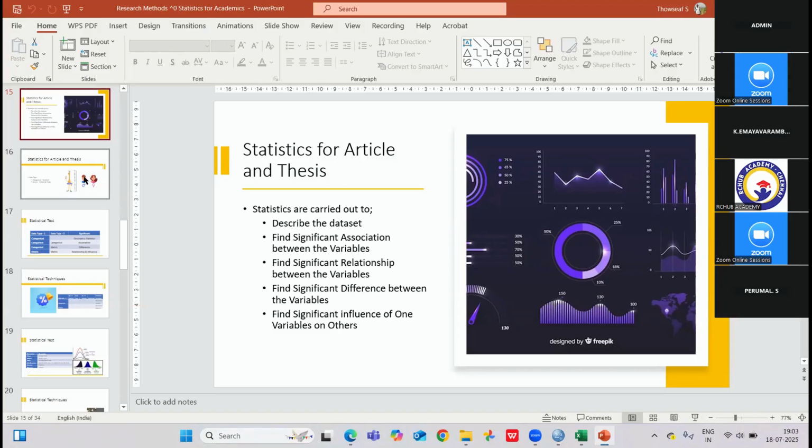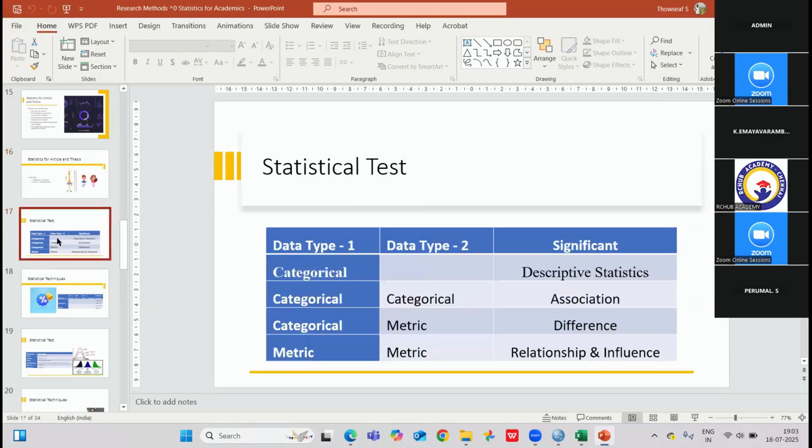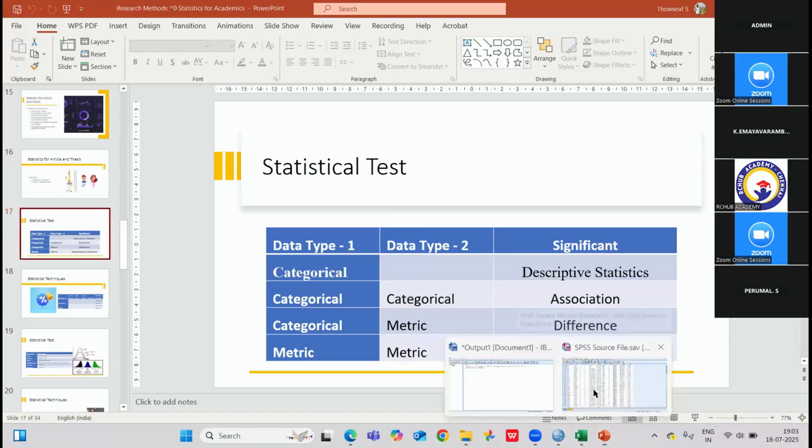I hope you remember what I told, that when it comes to statistics, there are only 2 types of data. Forget about the nominal, ordinal, cardinal, and the other things. There are only 2 types of data, that is categorical and metric. Based on this, your entire statistics relies. So let me start with a very fundamental thing. If you have only categorical data, you will be doing descriptive statistics using percentage analysis. So that's what I'm going to perform here.